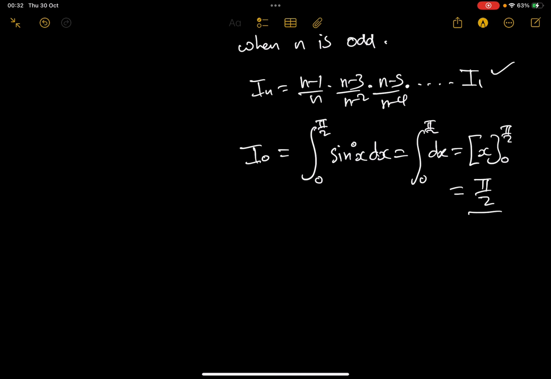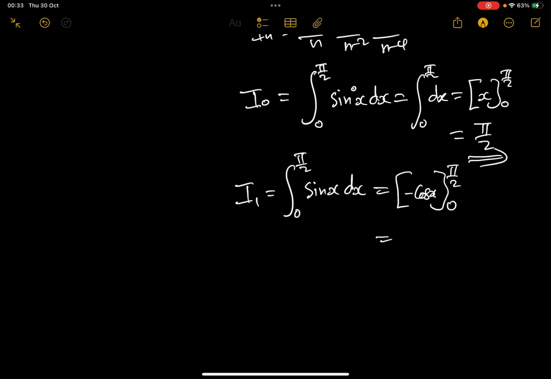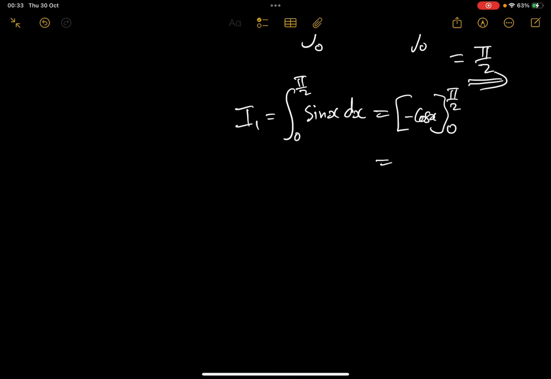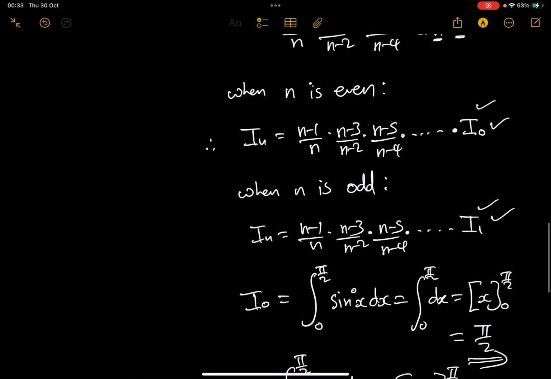So I_0 is equal to pi over 2, and then I_1 is equal to the integral from 0 to pi over 2 of sine x dx, right, which is equal to minus cos x from 0 to pi over 2. So cos pi over 2, cos 90, is 0, minus cos 0, which is 1, so this is 1. So when n is odd, we have 1 here. When n is even, we have pi over 2.